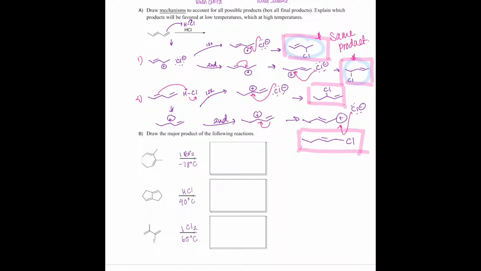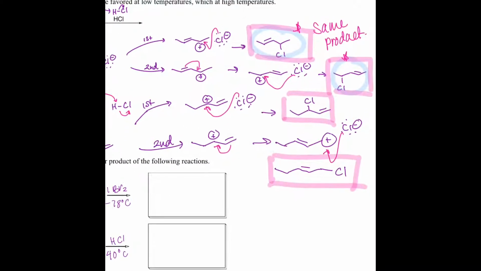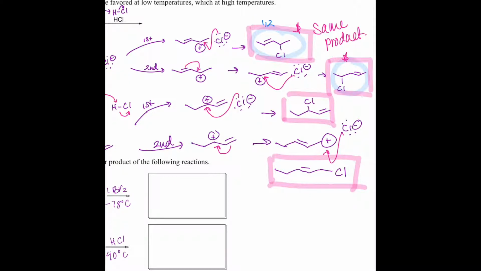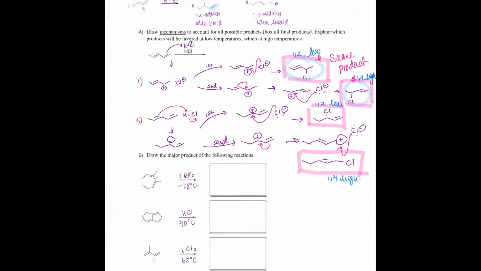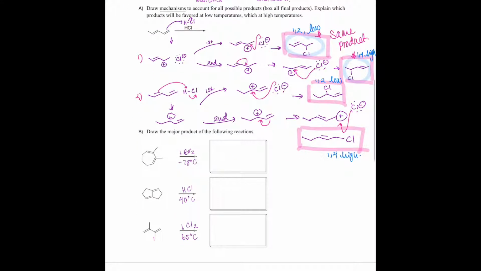You can also label these 1,2 and 1,4. So this one is going to happen at low temperatures. This 1,4 is going to happen at high. This one right here is going to happen at low heat. It's 1,2. And this one right here is 1,4. It's going to happen at high heat. High heat, okay. So that goes for A.